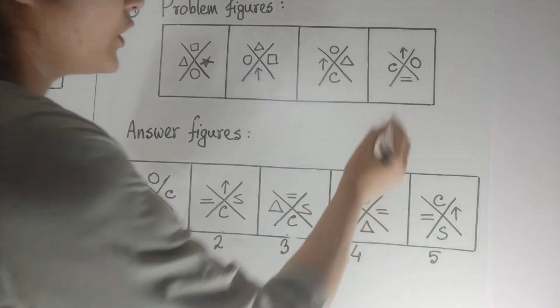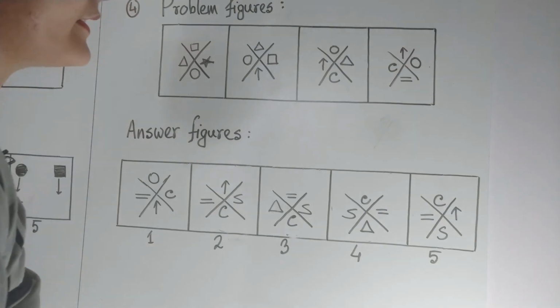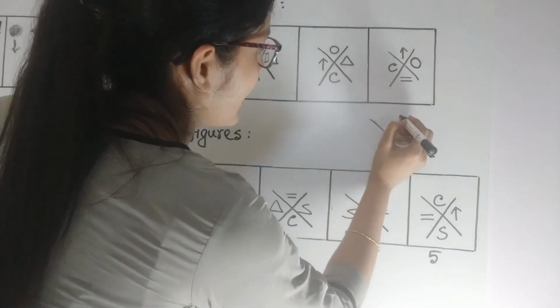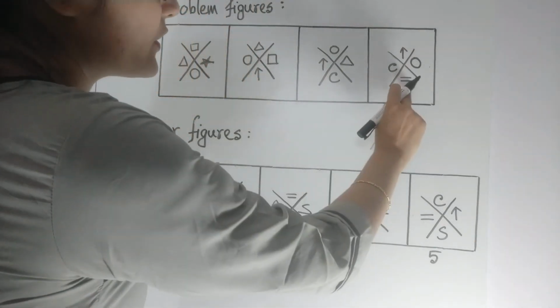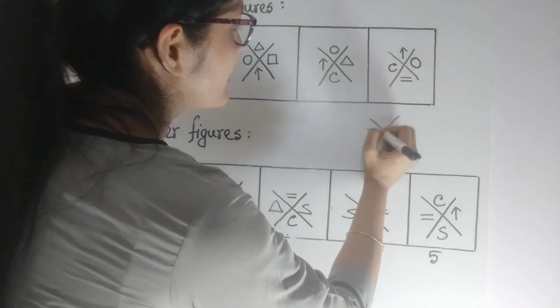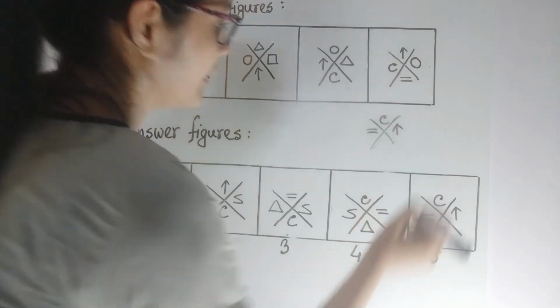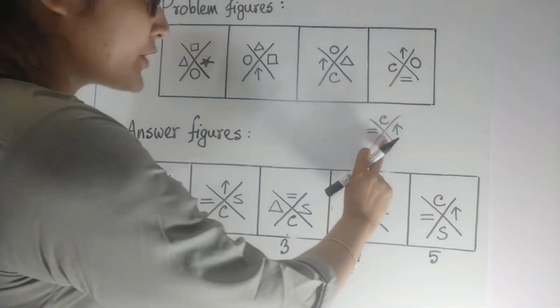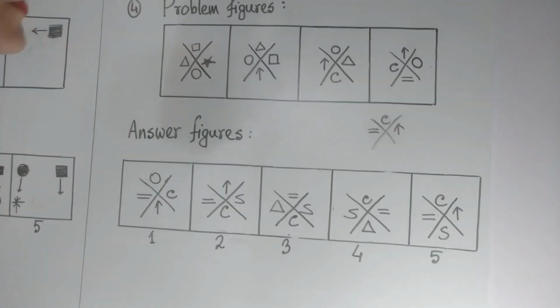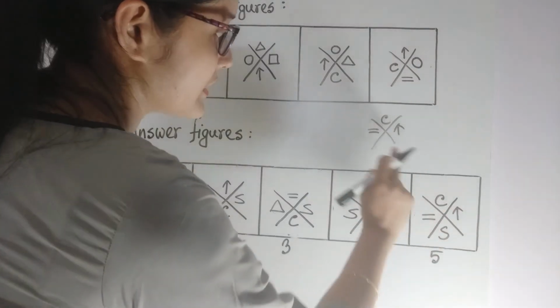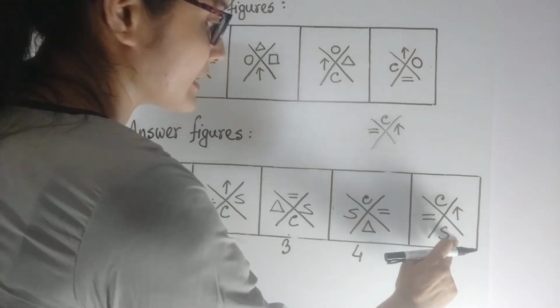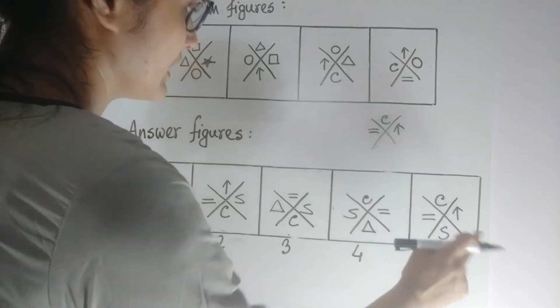Here also, to follow the same pattern, what should be the answer figure? This one should move here, C should go there, this one should be here, and a new element should come here. So which follows this pattern? Here 5 follows the same pattern, see, and a new element has come, that is S. So 5 will be the answer.